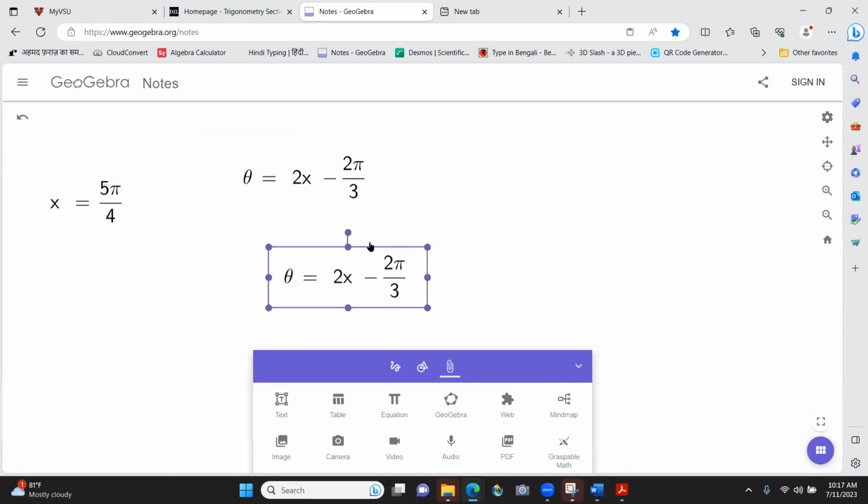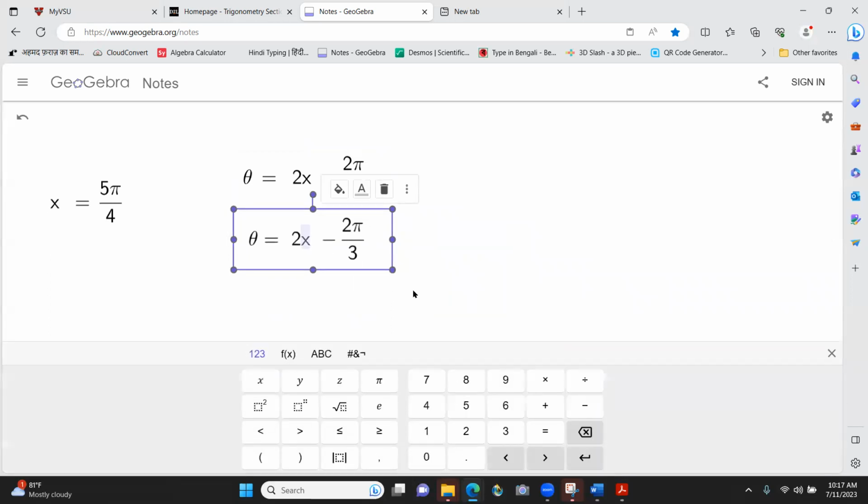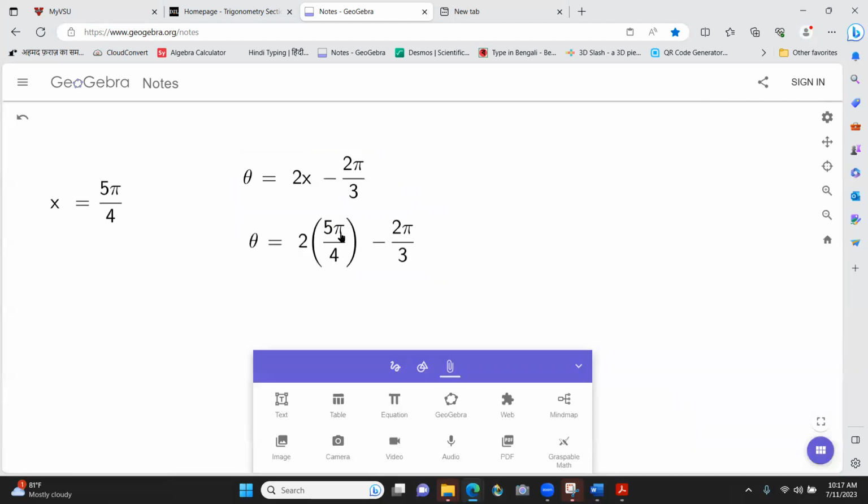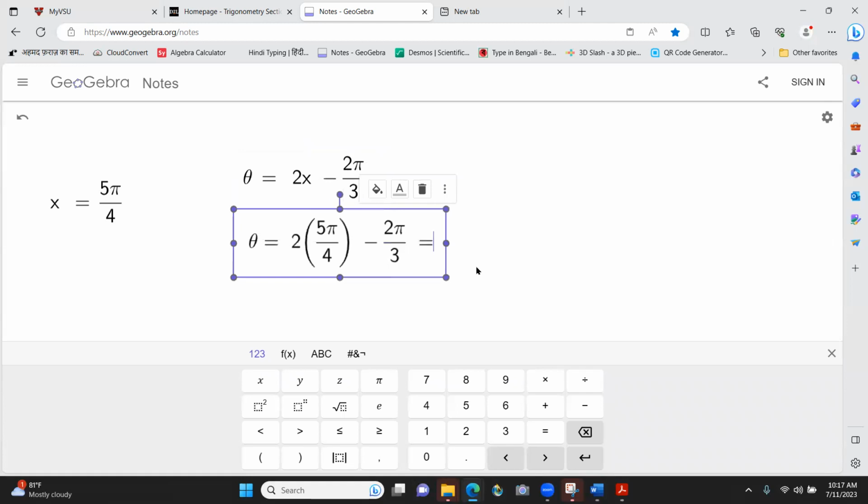which is not really that bad. Instead of X, I'm going to write in parentheses 5 pi over 4. And now I can cancel 2 and 4. And what do I get? I can cancel 2 and 4. I get 5 pi over 2 minus 2 pi over 3. Now, everything is good.